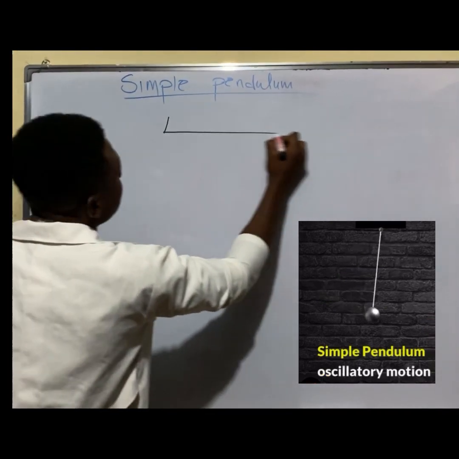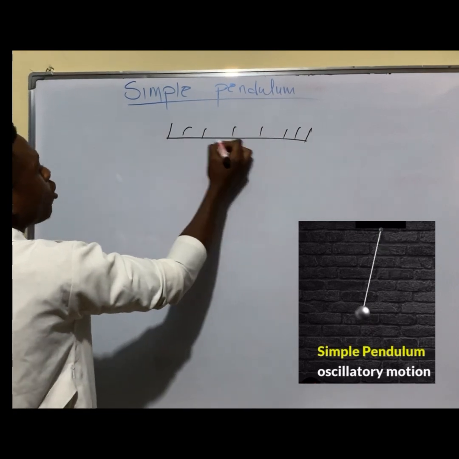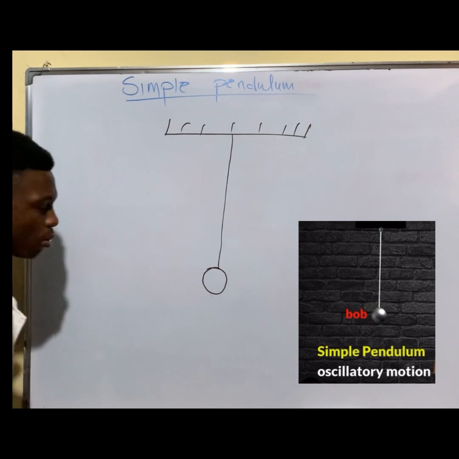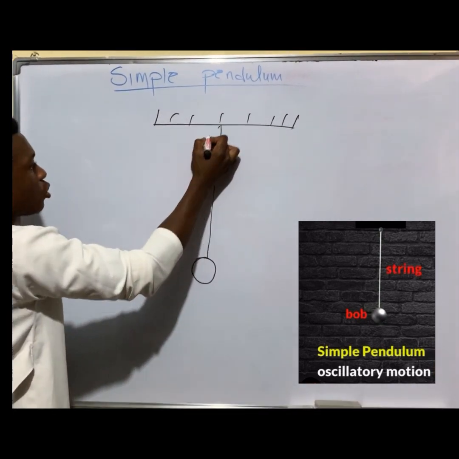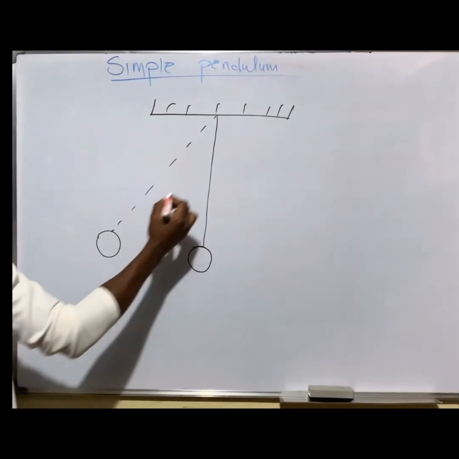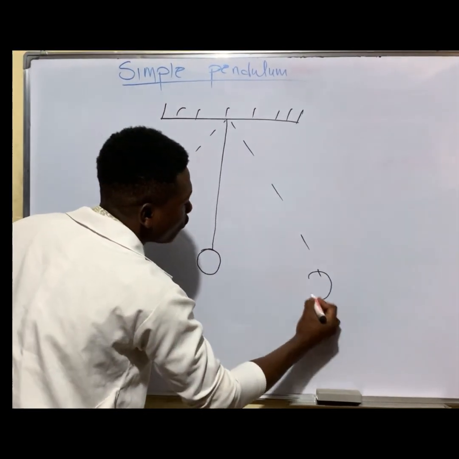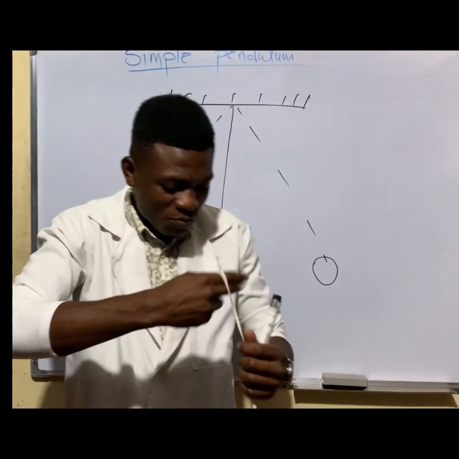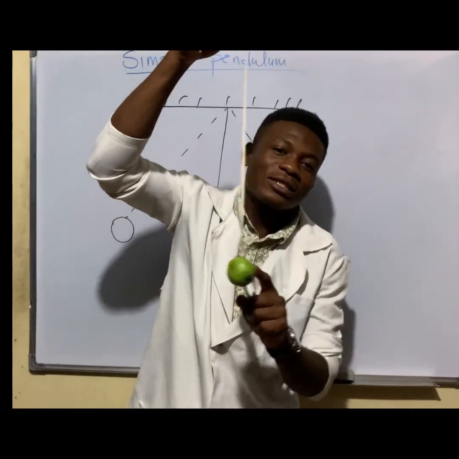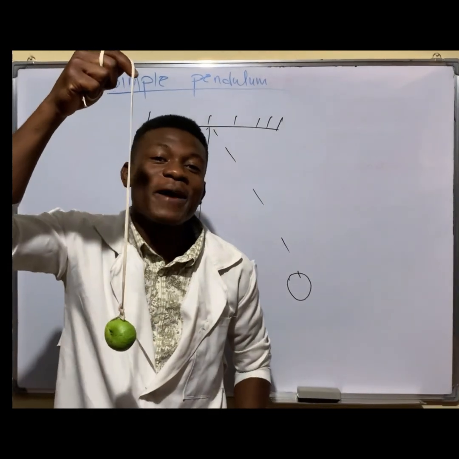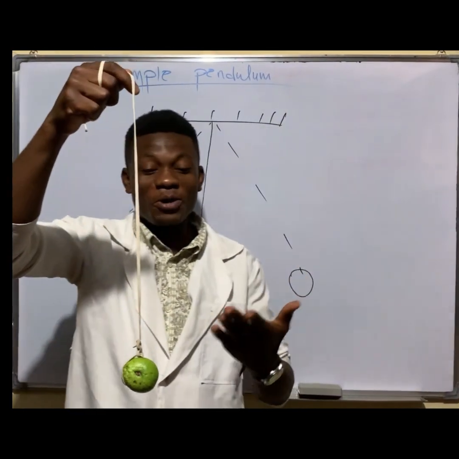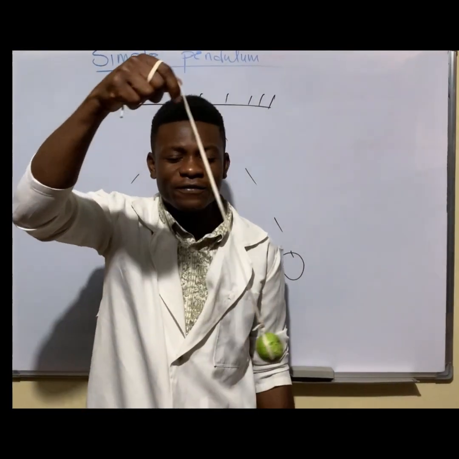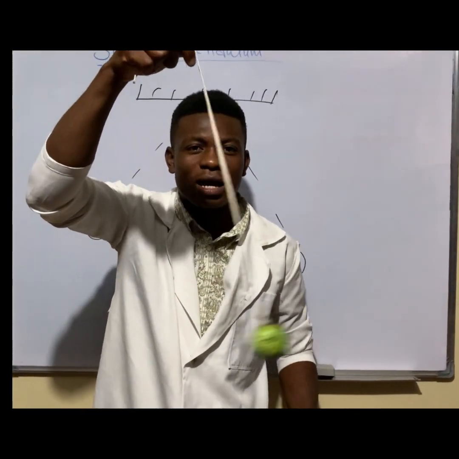It is like this. There will be a string here. On this string, there will be attached a what? A bulb. This bulb is supposed to start moving. So this is an example of a simple pendulum, a bulb. This is not a guava, it's a bulb. So this bulb and a string here is a simple pendulum, a device that is used to measure time.